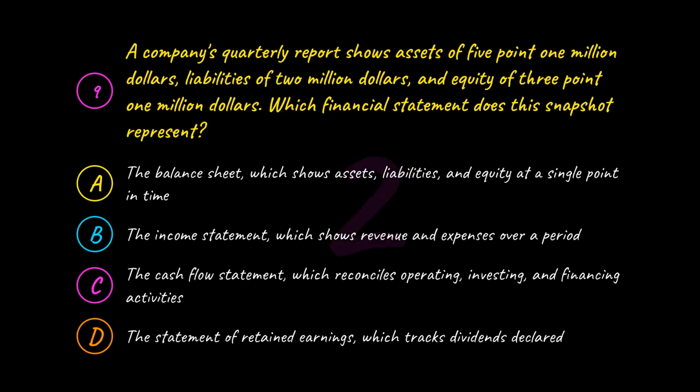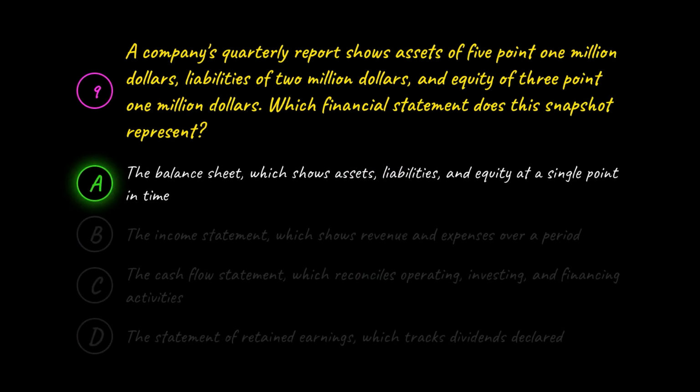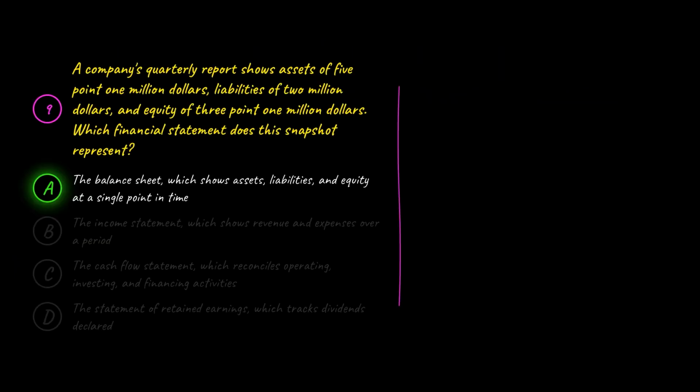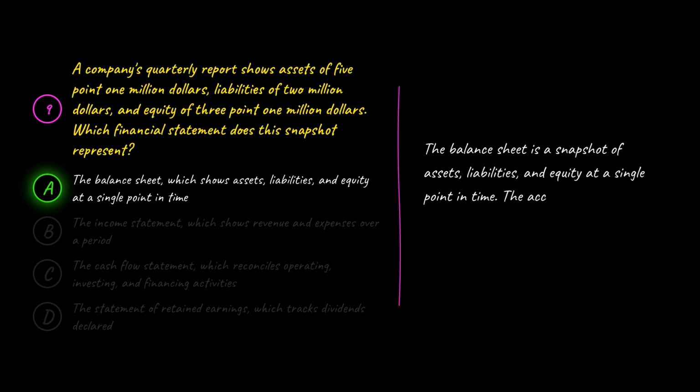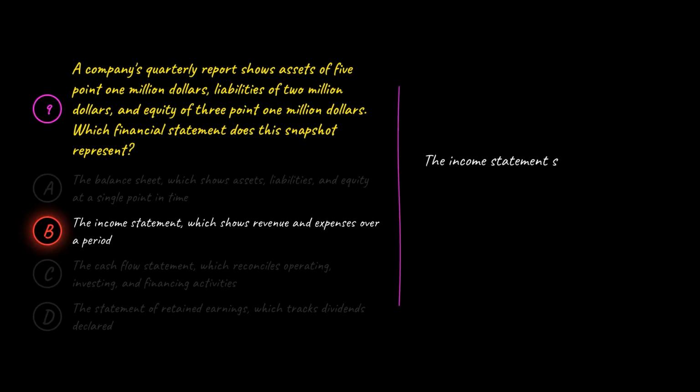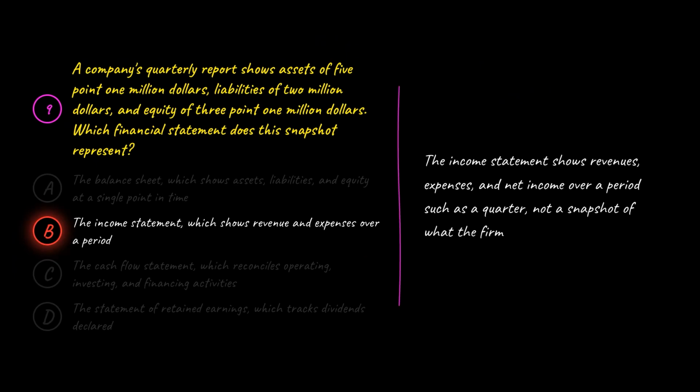The correct answer is A. The balance sheet, which shows assets, liabilities, and equity at a single point in time. A is correct because the balance sheet is a snapshot of assets, liabilities, and equity at a single point in time. The accounting equation, assets equal liabilities plus equity, holds in this scenario, which signals a balance sheet view. B is wrong because the income statement shows revenues, expenses, and net income over a period such as a quarter, not a snapshot of what the firm owns and owes.